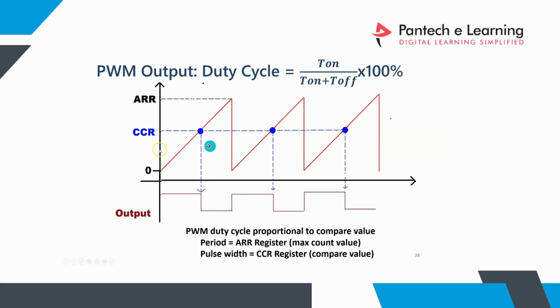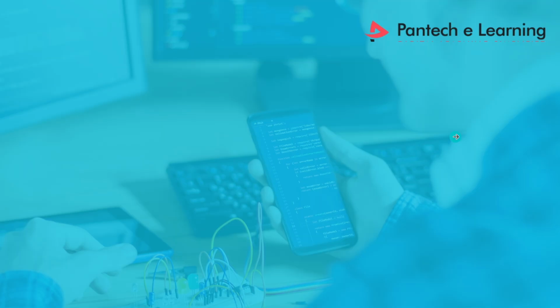So when I give the maximum value of ARR for the CCR, then my LED will glow at the maximum voltage. So this is how we are controlling the brightness and the speed of the motor by using pulse width modulation. Okay. Now we have seen what PWM is and how it is working. So now we have to know what things we have to do for configuring the PWM.